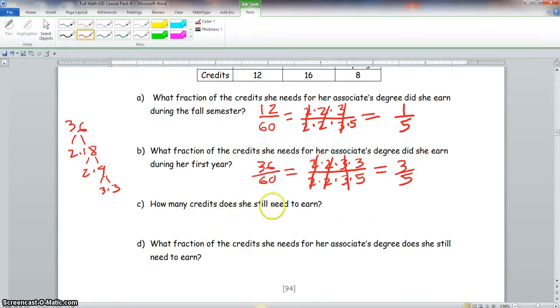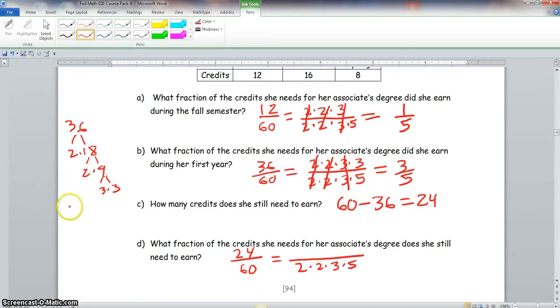Now it says how many credits does she still need to earn? Now remember, she needs 60. She completed 36. 60 minus 36 will give her 24. Now it says what fraction of the credit she needs for her associate's degree that she still needs to earn. So now we write this in fractional form. It'll be 24 over 60. Now we know the prime factorization of 60 is 2 2's, a 3, and a 5. Now the prime factorization of 24, we have 2 and 12, and we add 2 and 6, and then 2 and 3. So we add 3 2's and a 3.